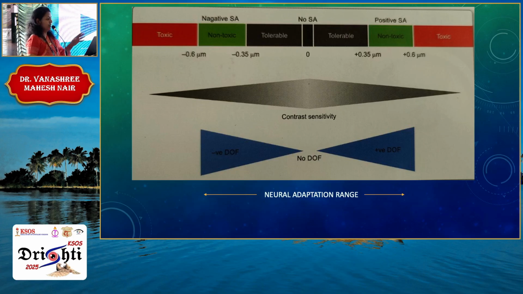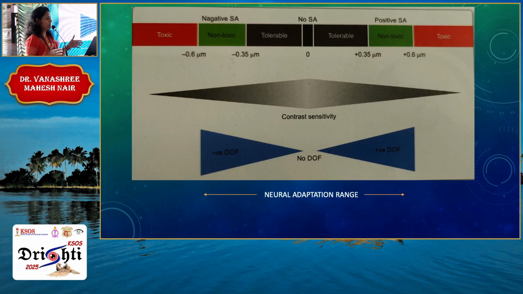So how does it help? If you see this diagram, right bang in the center, there's no spherical aberration. So here the image will be very crisp with maximum contrast sensitivity, but there is no depth of focus. So you go slightly beyond, negative spherical aberration and positive spherical aberration in the tolerable range up to minus 0.35 microns. You have some good depth of focus with a slight contrast sensitivity decrease, but that is tolerable. And there is a range which is up to non-toxic.